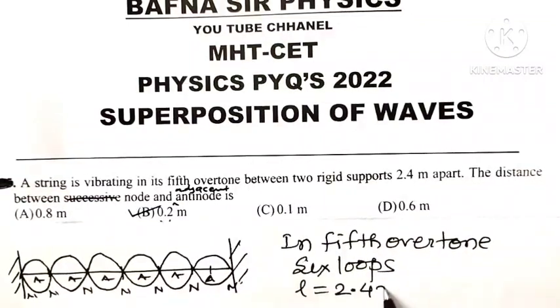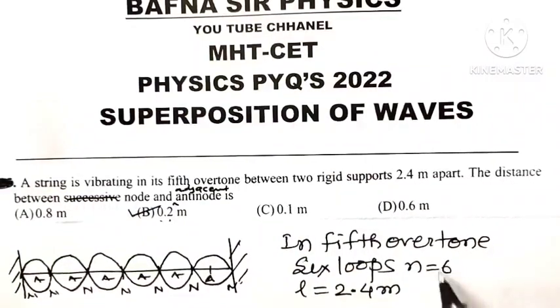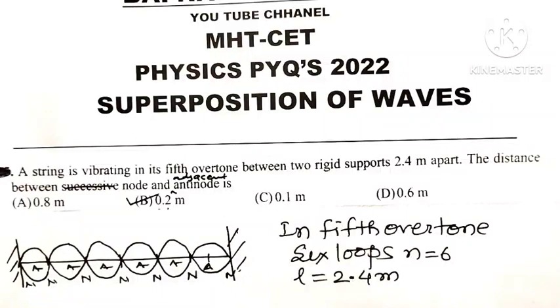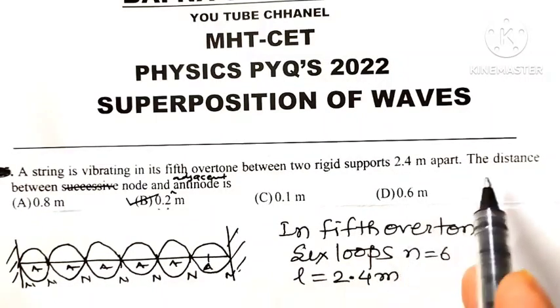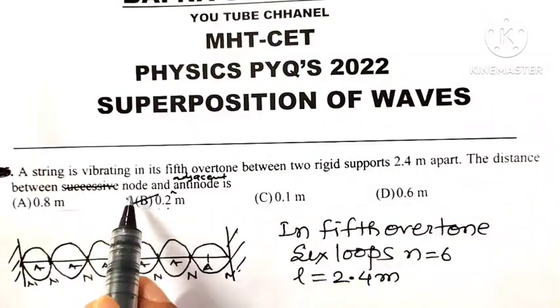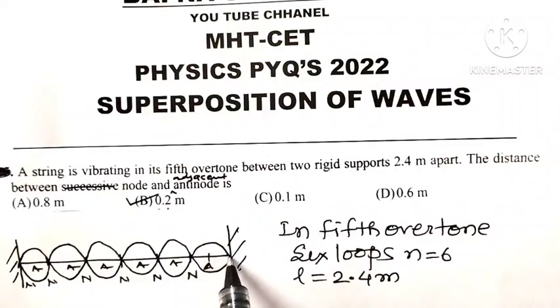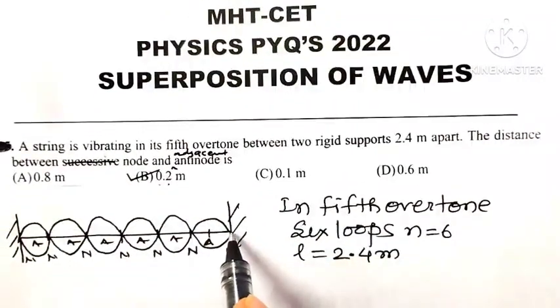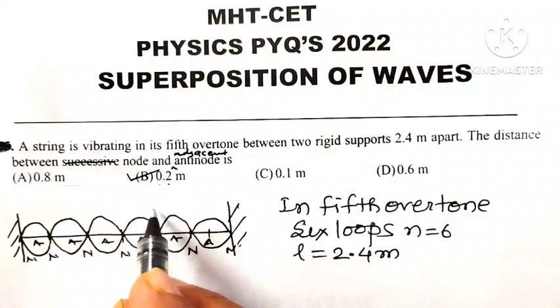Length of string is 2.4 meter. So number of loops formed is 6, length of that string is 2.4 meter. Then we want to find out the distance between node and adjacent antinode. Look at this. Here, what is the distance between node and adjacent antinode?